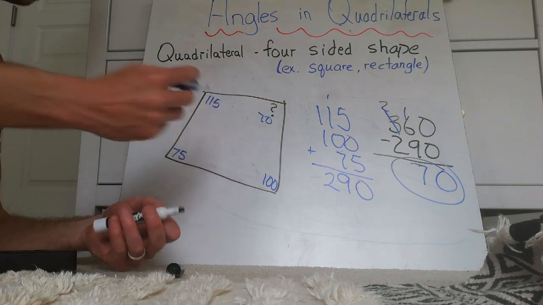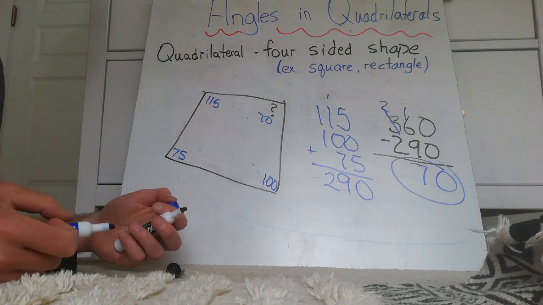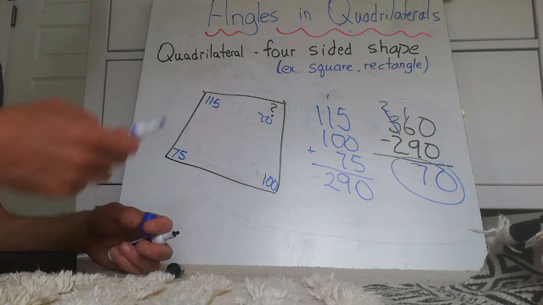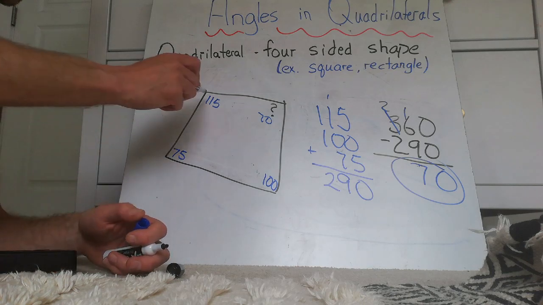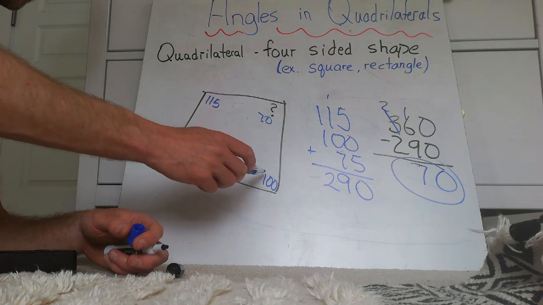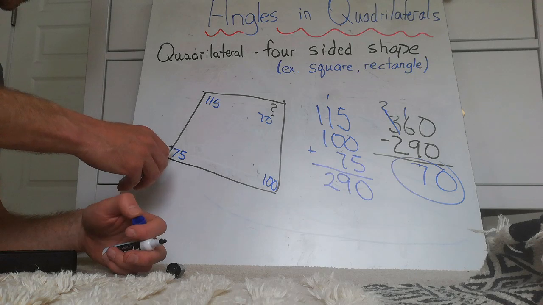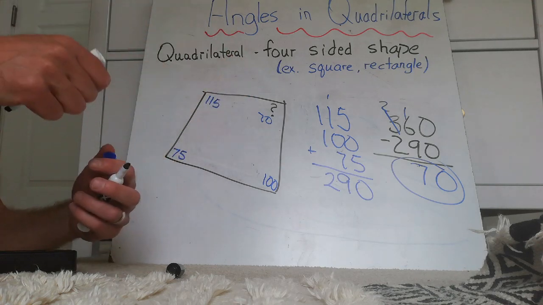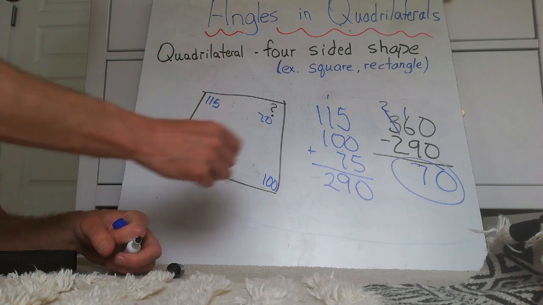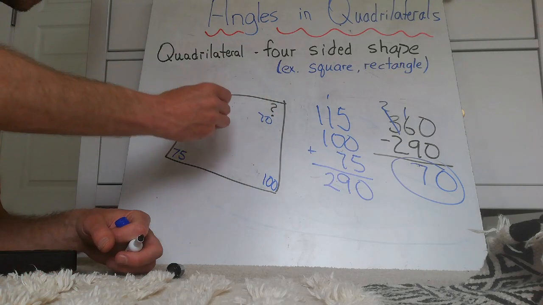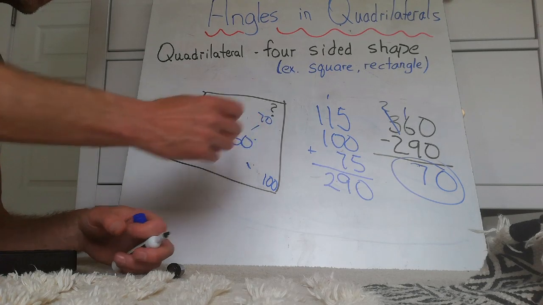Now, if you want to check if you're right, you can add up the four angles to make sure you did the addition and the subtraction right. So 115, 215, then 220, 290, 360. I did that in my head, but if you do it on paper as well, that would be one way to check if you're correct. All four of these angles added together make 360 degrees.